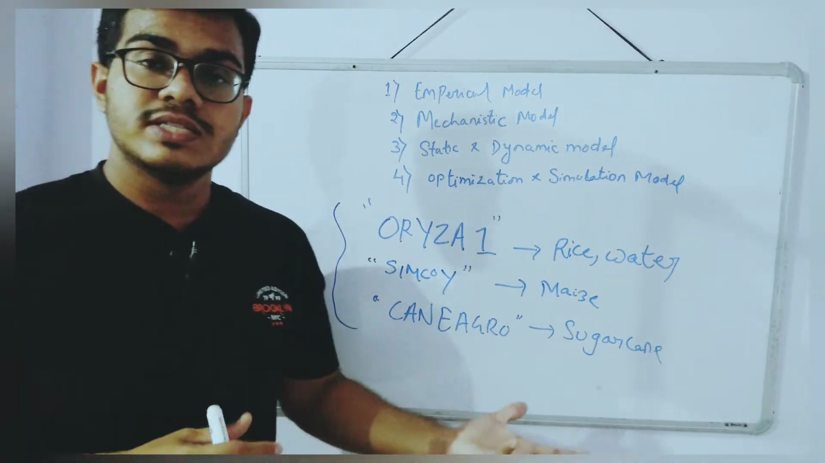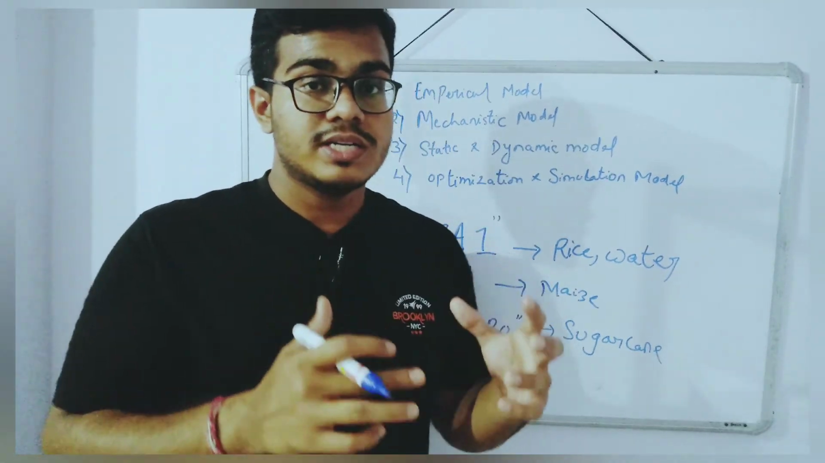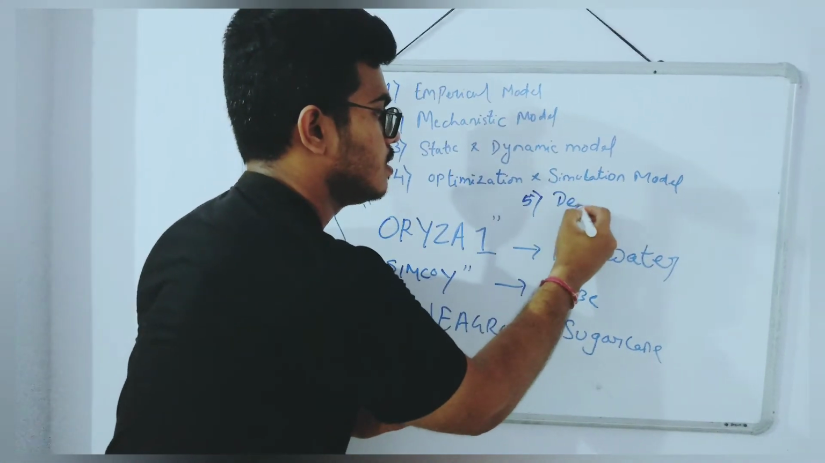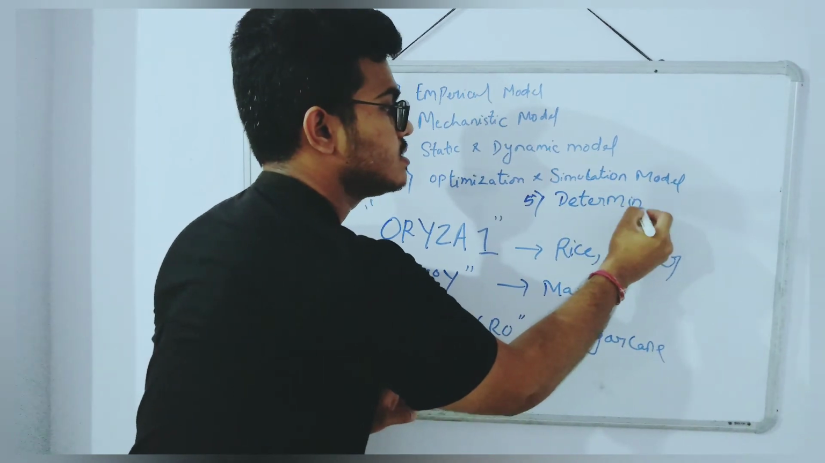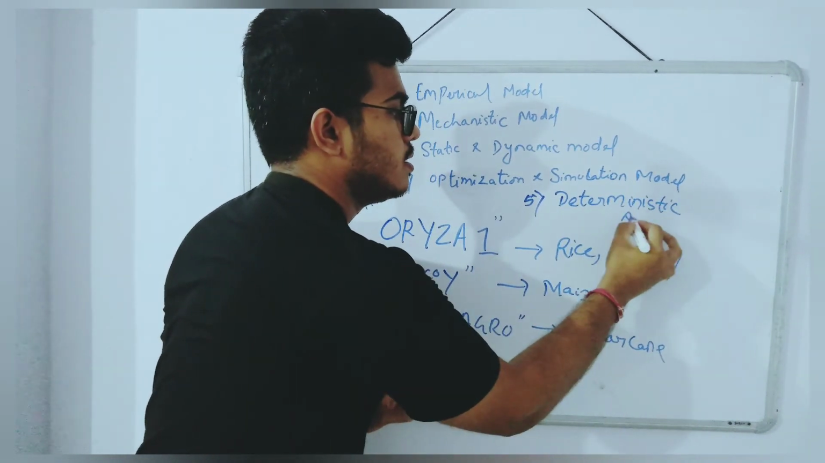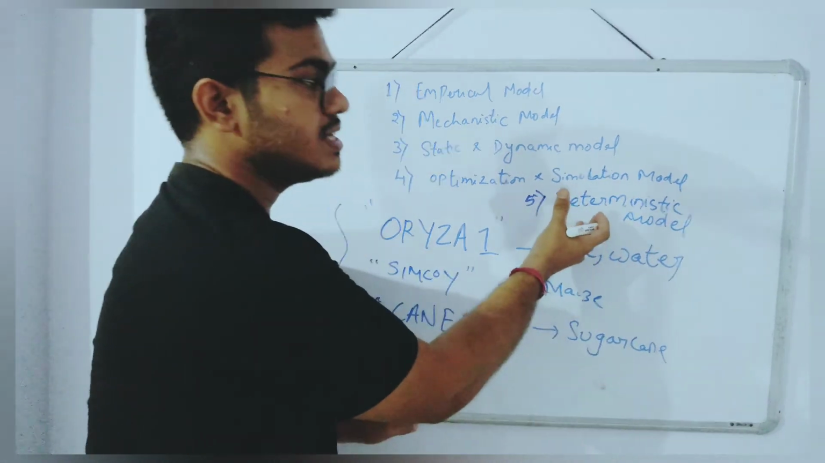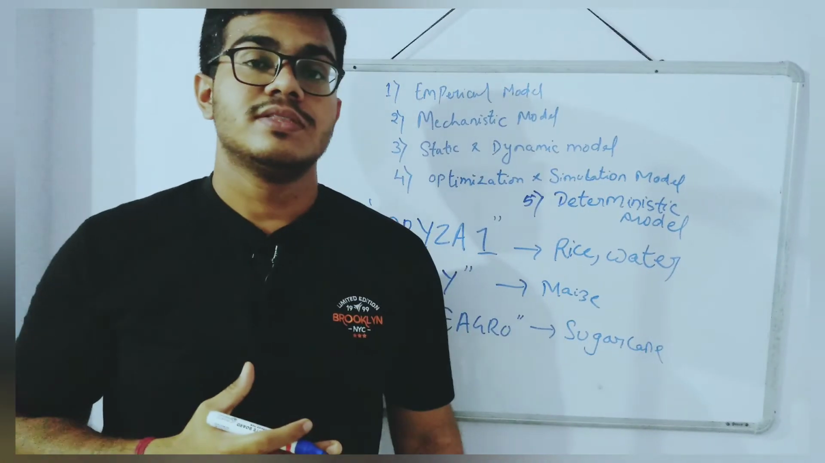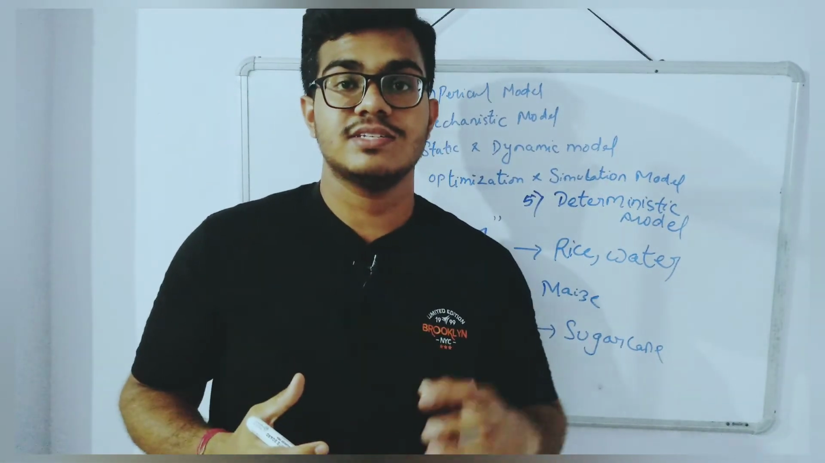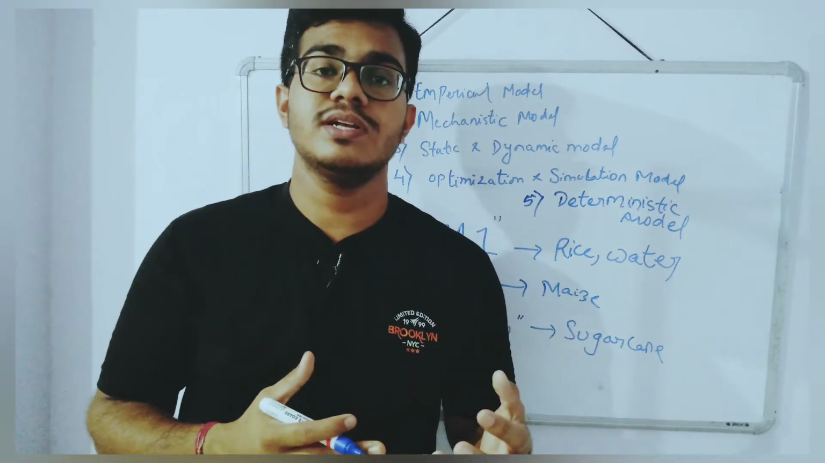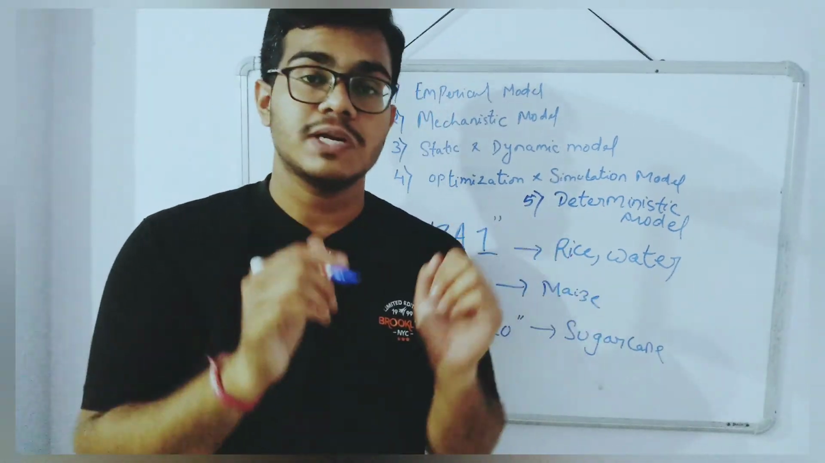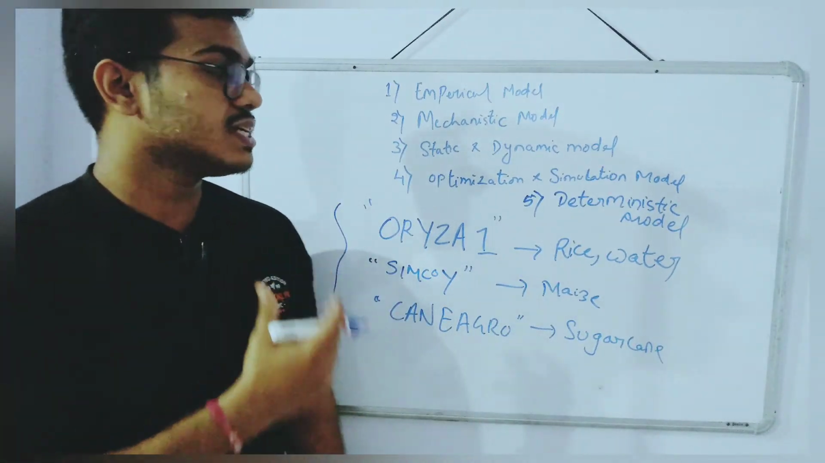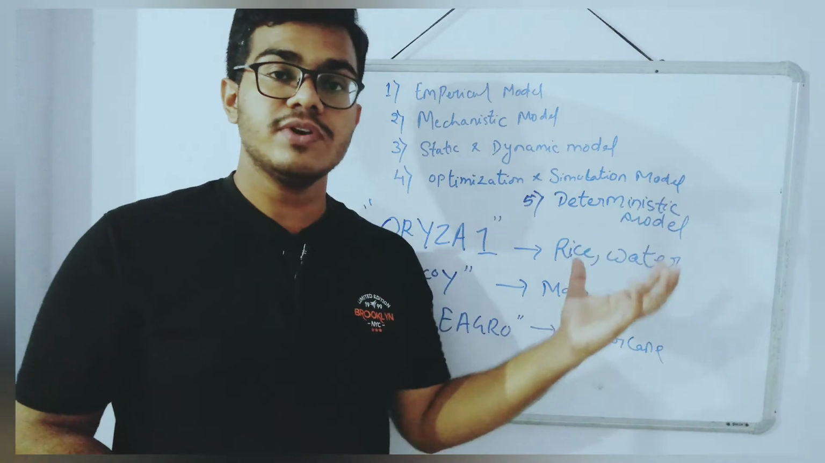One more model that determines the quantity and quality is the deterministic model. With this we can determine the quantity of fertilizers, pesticides, water and different nutrients that we need to apply to the crops at the particular time. So empirical, mechanistic, static and dynamic, deterministic, and optimization and simulation models are different models or techniques.